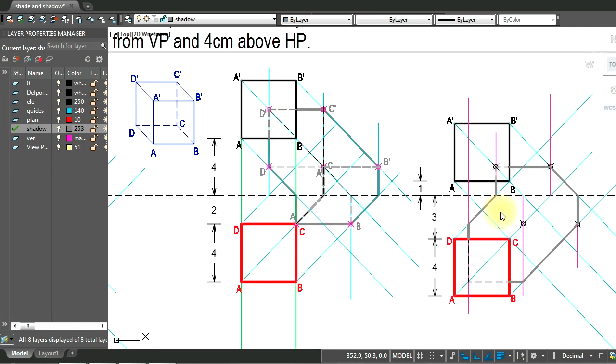I'm leaving another problem. The object is the same, a 4x4 cube, right? Only the position of the object has changed as per the VP and HP. Now it is 1 centimeter above the horizontal plane instead of 4 centimeters as in the previous question, and 3 centimeters away from the vertical plane instead of 2 centimeters. So look how different the shadow is from the previous question. So try and solve this by yourself.